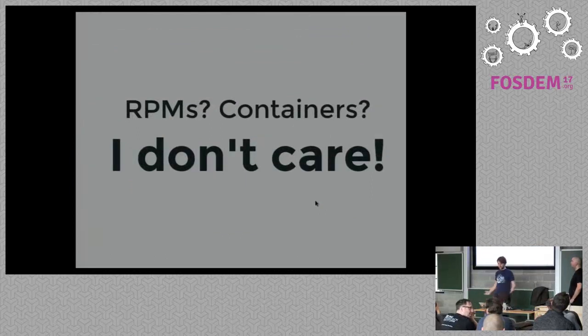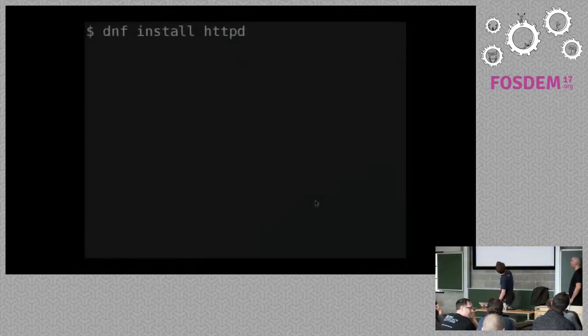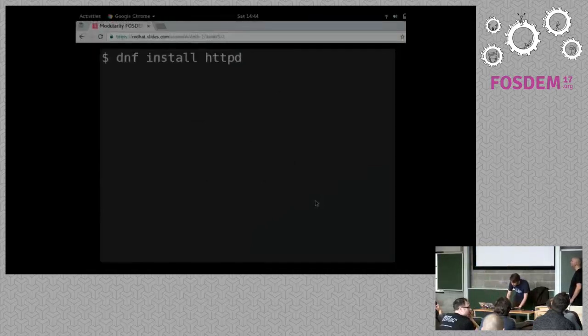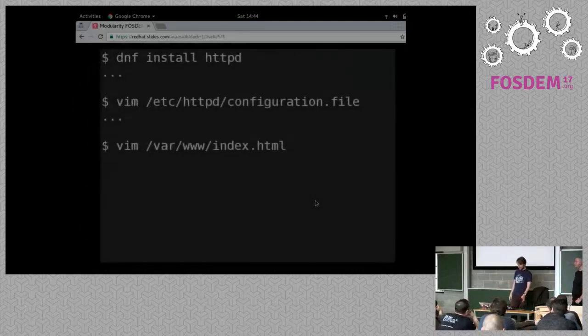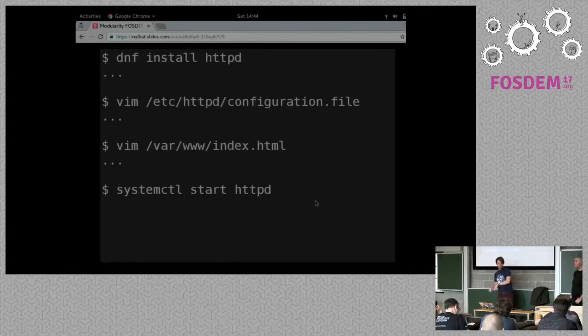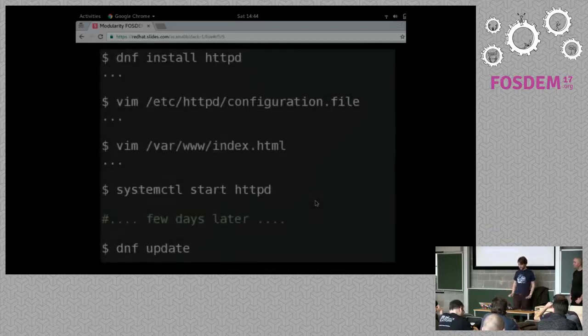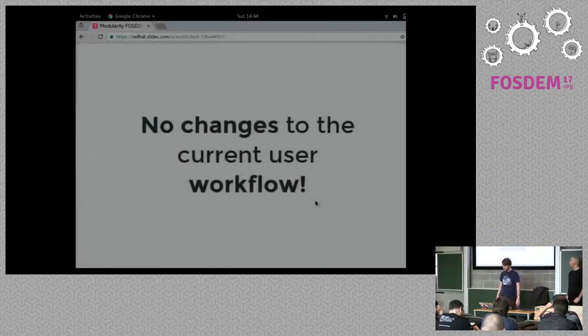So for example, in Fedora we use DNF to install software, so I can type DNF install HTTPD, which is a web server. I can configure it by editing the configuration file. I can add my index.html, and I can use systemctl start HTTPD. So that's the workflow in current Fedora. This can be the workflow in the modular Fedora. And I can't say if it's container or RPM packages. It will be pretty same for both. And maybe even a few days later I can DNF update. So the workflow will stay the same even with modules, which is, I guess, important.